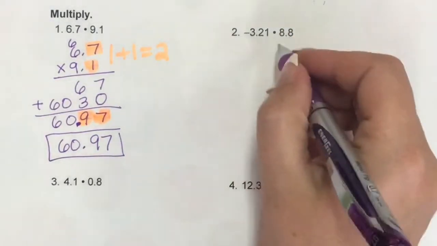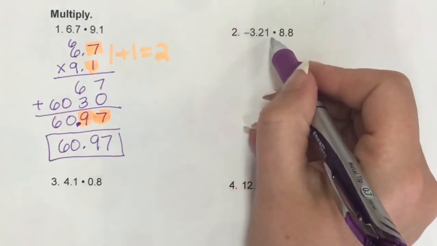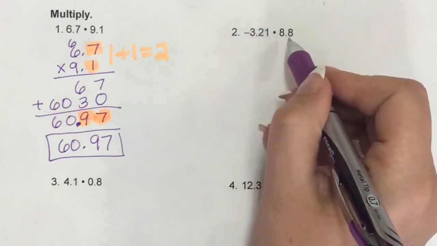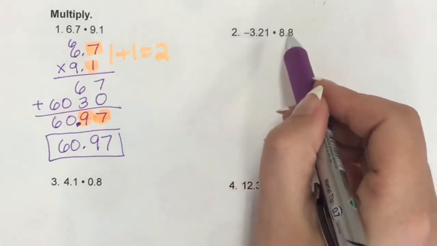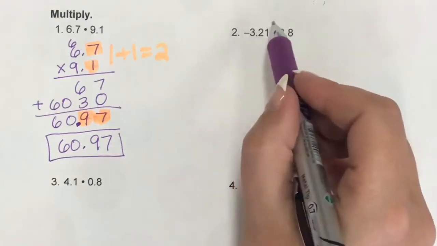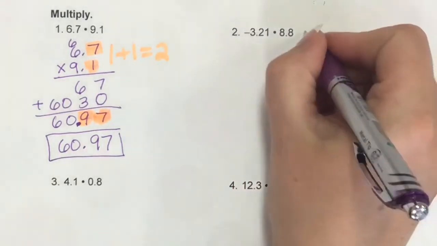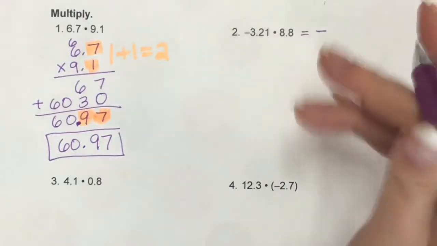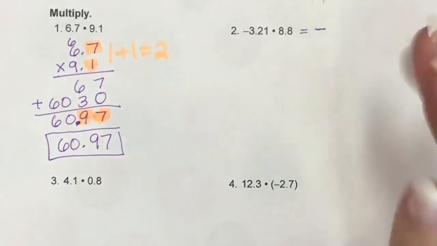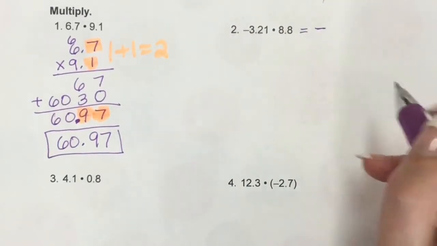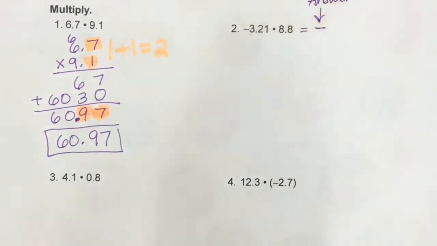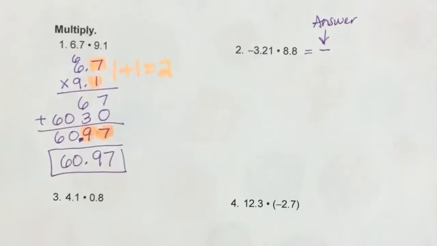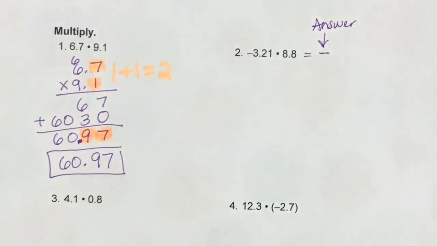We have negative 3.21 times 8.8. So we have a negative multiplied by a positive, and whenever you multiply a negative times a positive, you know your answer is going to be negative. So we just have to keep that in the back of our mind. We don't need to worry about it right now. We just know that our answer is going to be negative. Okay? So, perfect.